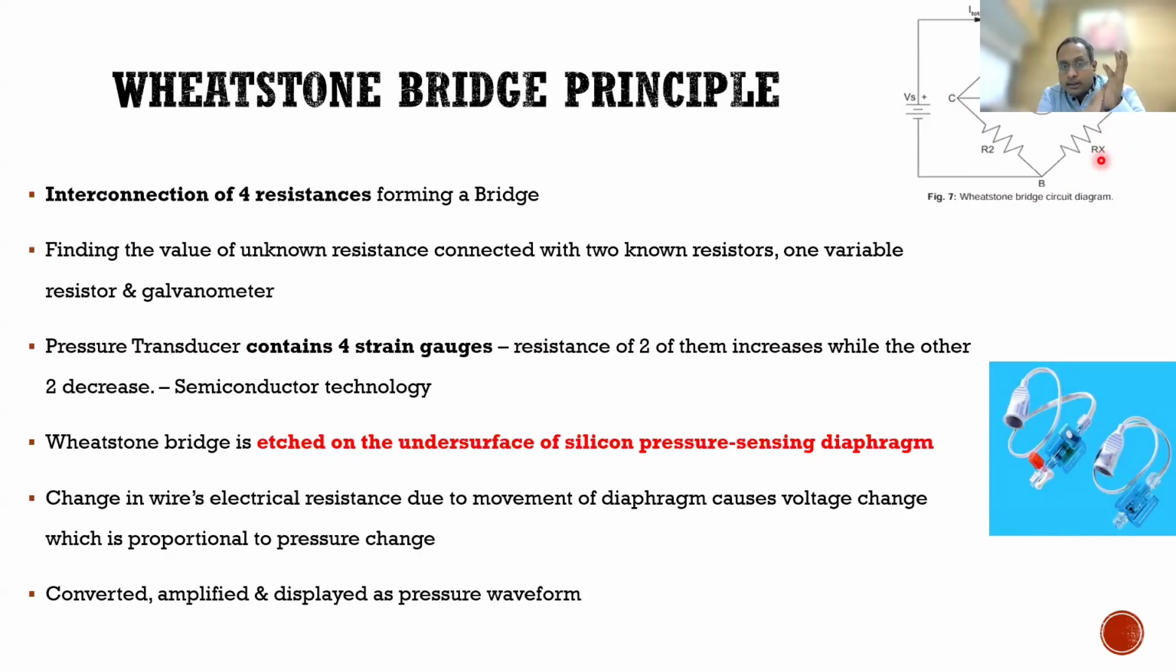The transducer has four strain gauges, fixed on the undersurface of the diaphragm. The resistance of two of them increases while the other two decrease. This is a semiconductor type of technology, and the diaphragm is made of silicon. As there is a change in the wire's electrical resistance due to movement of the diaphragm, it causes a voltage change, which is proportional to the pressure change. So this pressure change introduces a voltage change in the electrical circuit, and with the change in voltage, there is a change in resistance.